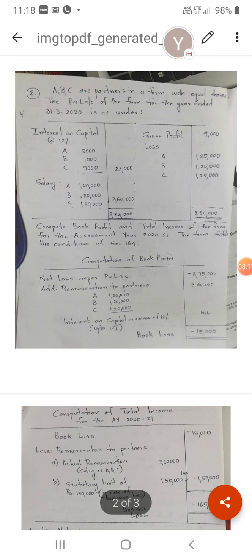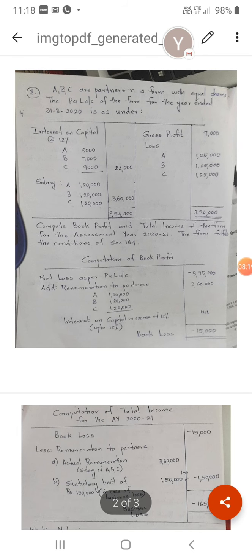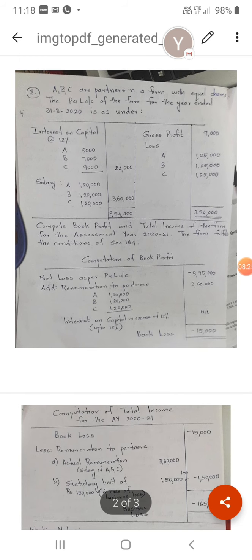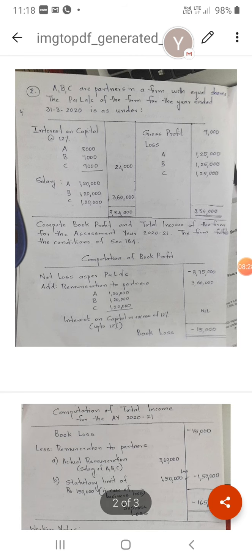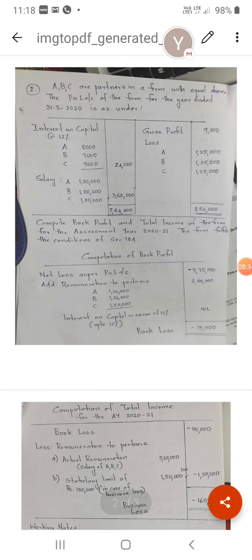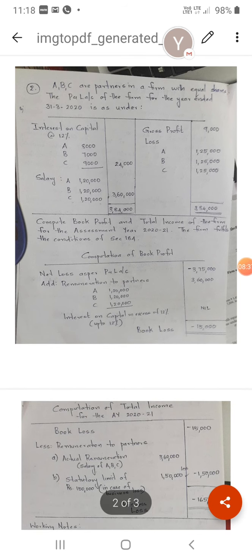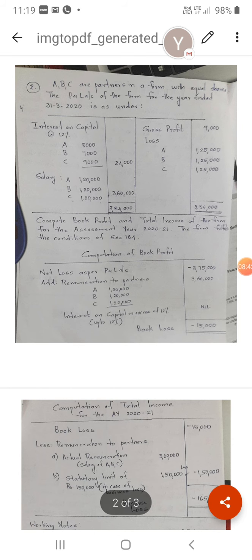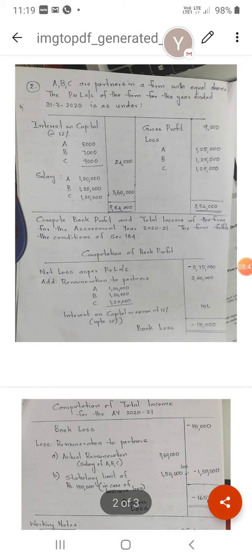Net profit as per profit and loss account. But in this question it is given net loss, so we will write net loss as per profit and loss account. Add items which are not allowed as business expenditure. In the question it is given interest on capital up to 12%. So we cannot consider that because it is allowed up to 12%. So nothing to be recorded in the answer solution part.